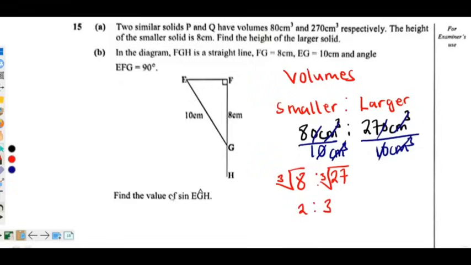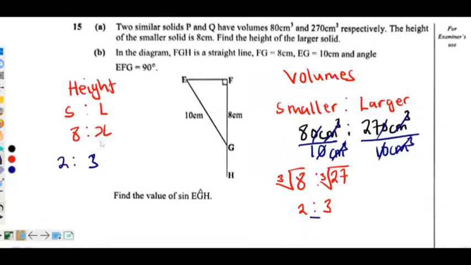So after doing this, now we can bring in the height of the smaller solid and the height of the larger solid. We are going to write it this side. So now we compare in terms of height. They have told us that for smaller to larger, the height of the smaller solid is 8, and the height of the bigger solid we don't know. So this will be just presented by x. Then we get their volumes, 2 to 3, this that we answered right here, 2 to 3.